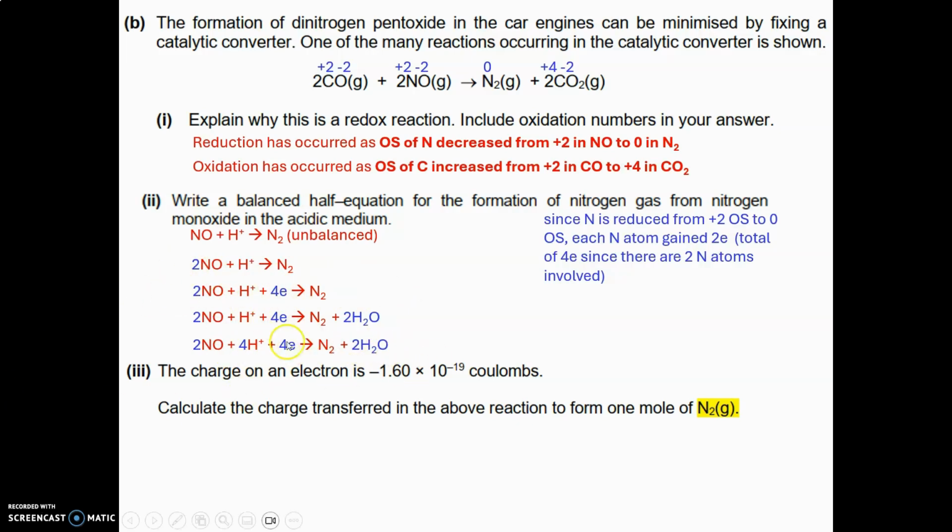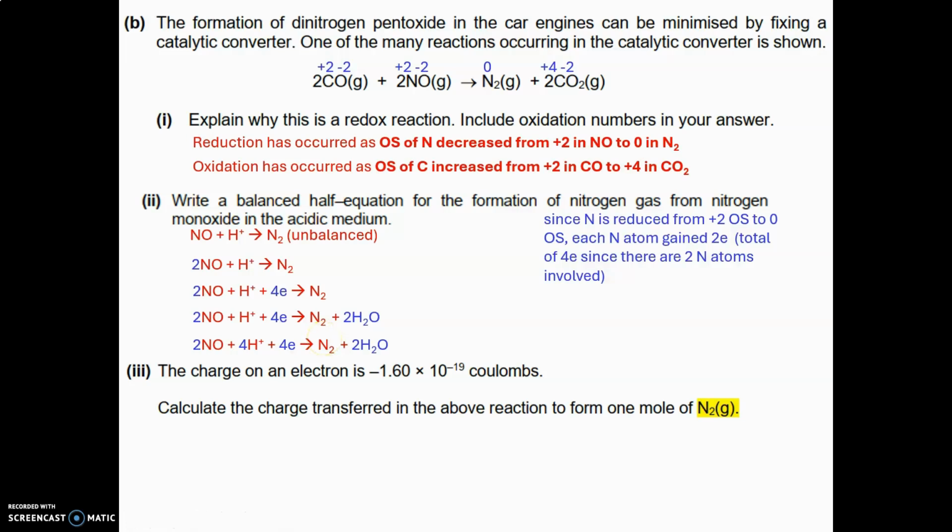So this will be your balanced half equation. To check whether this is valid or not, you can count the charges on both sides. For example, my left side has 4 positive charges and 4 negative charges, which means that there is no charge on the reactants side. My product side also has no charges, so the charges are balanced on both sides, which makes this equation valid.